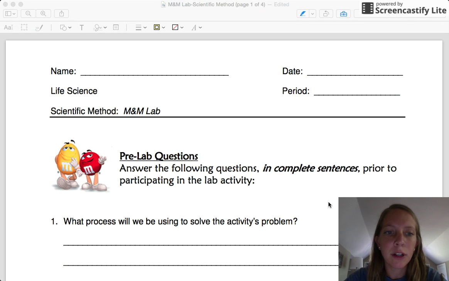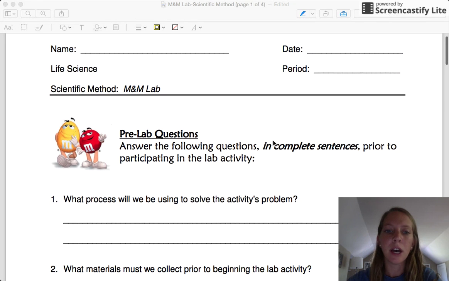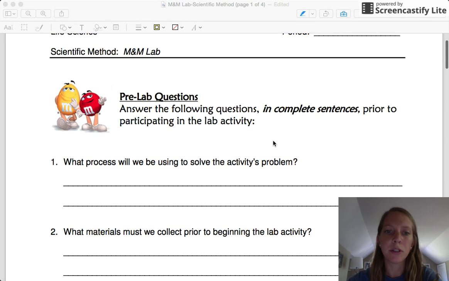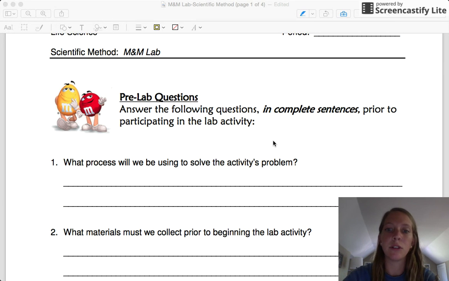Before we start our lab tomorrow, I just wanted to go over a few things on the lab so that you knew exactly what you're supposed to do when you come in. Obviously, when you come in, you're going to write your name, date, and period over here. And then there's some pre-lab questions. So tomorrow when you come in, the first thing you're going to do is answer these questions.